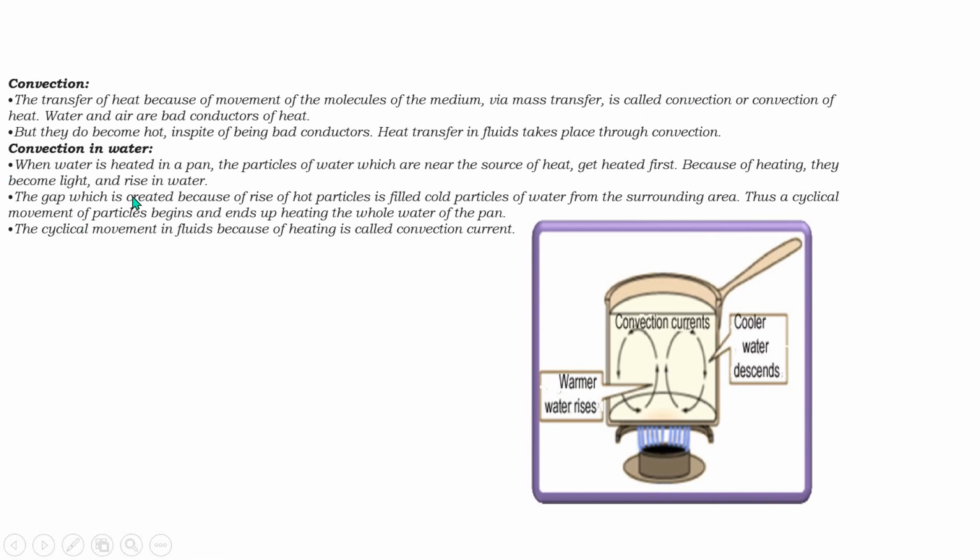And let's see the convection in water first. When water is heated in a pan, the particles of water which are near the source of heat get heated first. They become light and rise in water. The gap created by the rise of hot particles is filled by cold particles of water from the surrounding area. Thus, a cyclic movement of particles begins and ends up heating the whole water of the pan. The cyclic movement in fluid because of heating is called the convection current.